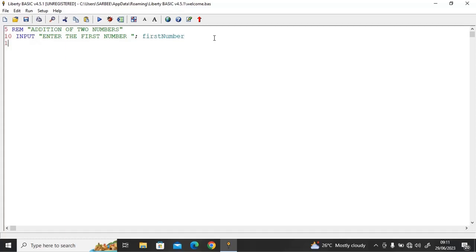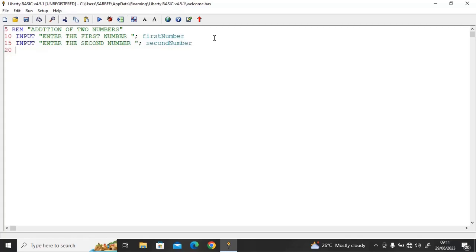Then we have 15. So it's going to be input. You can use capital letter, can use small letter, no problem. But to make it interactive and clear, say enter the second number. Same thing, secondNumber.